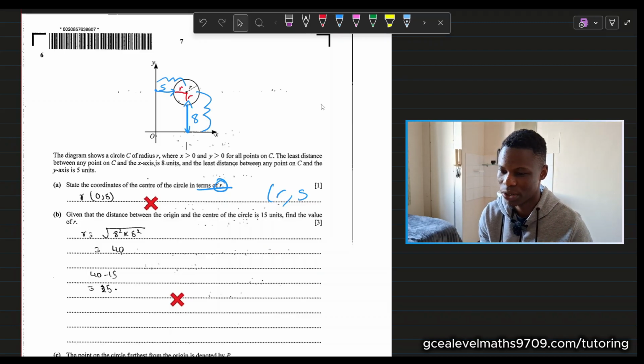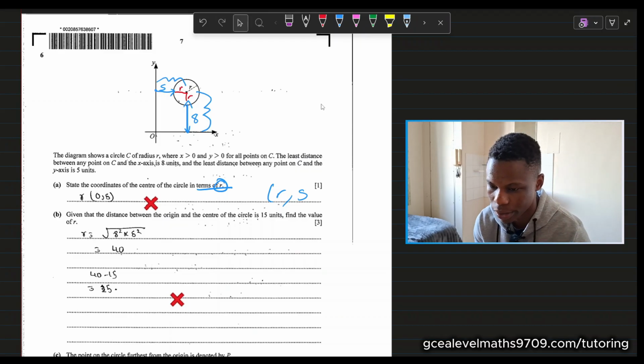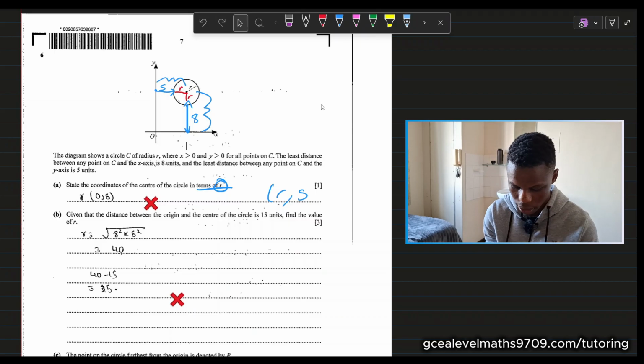Given that the distance between the origin and the center of the circle is 15, find the value of r. So yeah, this one, if you don't sketch a diagram, it's going to be very difficult to visualize in your head. So you probably needed to understand, first of all, what the question is asking, because from what I'm seeing here, we've got r is the square root of 8 squared. Is that a multiplication sign? Let's see. This is the square root of 8 squared times 5 squared.